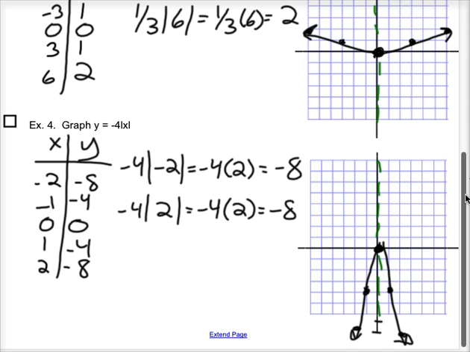Make sure you have all 4 of these examples written down and then come to class prepared to do the practice work.